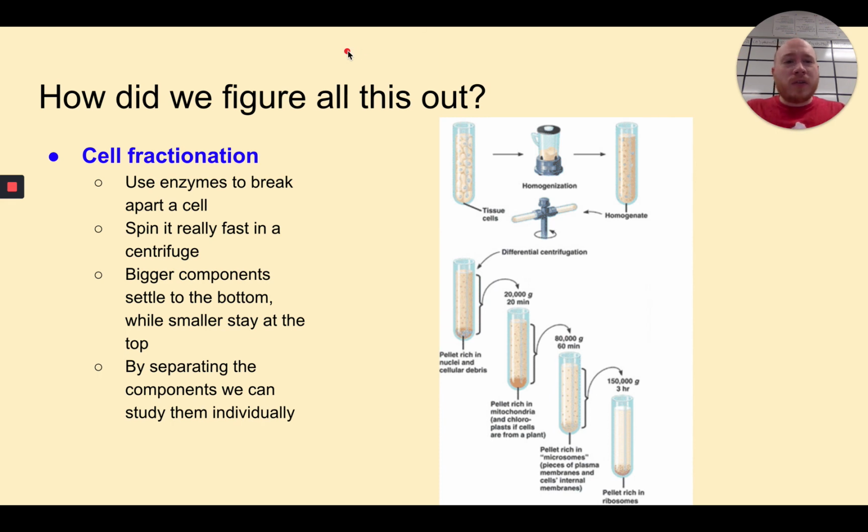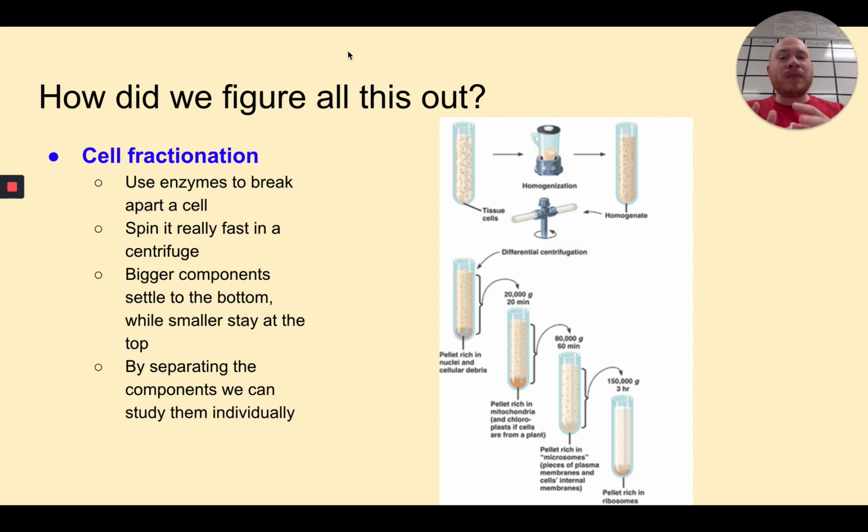How did we figure all this out? Like, how do we know what the organelles do and what they look like? Well, we use an electron microscope to look at the actual organelles themselves. But before we can do that, we have to do what's called cell fractionation, which is kind of neat. You use a bunch of enzymes to break a cell apart. So you put some cells in a test tube, and then you add the enzymes, and then you spin it really, really fast in a centrifuge.